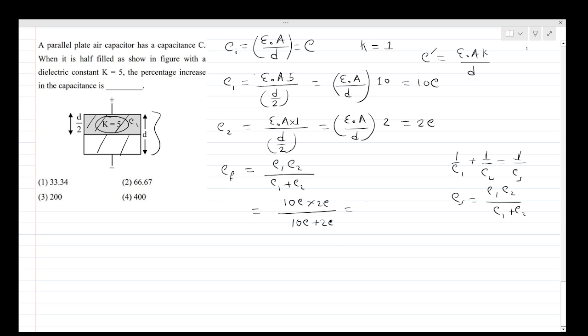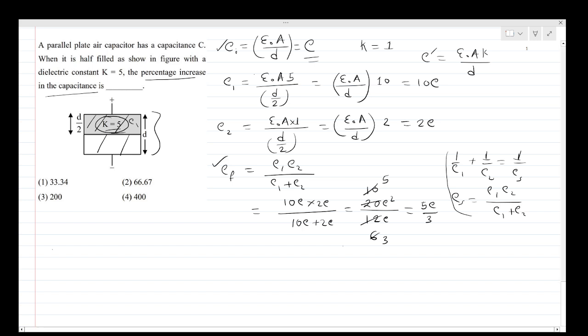So it will be 20C square by 12C. So which is equals to, if I divide by 2, then 6, 10, again 2, again then it will be 5. That means 5C by 3. Now this question is asking for percentage increase in the capacitance. That means when it is filled with only air, and then when the half of the space is filled with dielectric constant 5. So that means we have the Ci initial and we have the final.